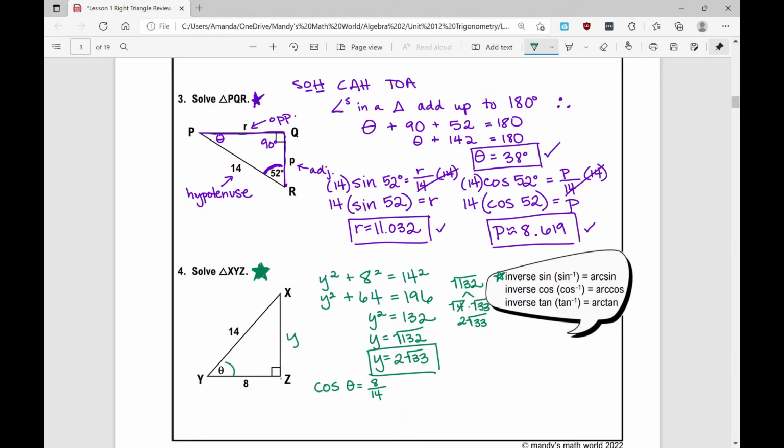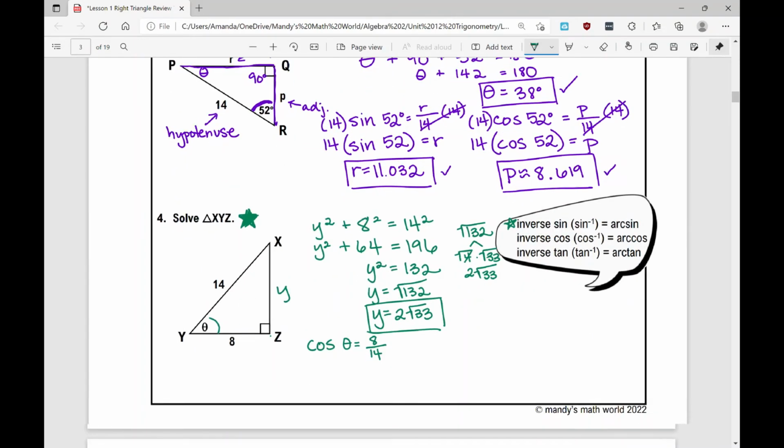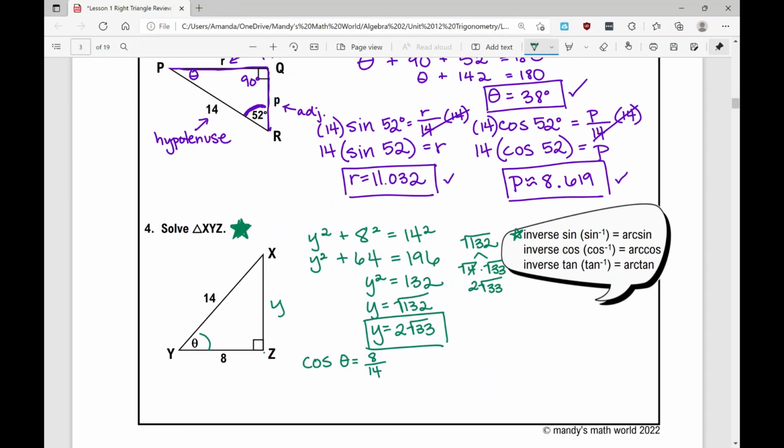So how do you find this? In this situation, you will use your calculator. When you've got your trig equation written, and the angle is what you're looking for, and you have your ratio, theta is going to equal cosine inverse of 8 over 14. And I'll show you how to plug that into your calculator.